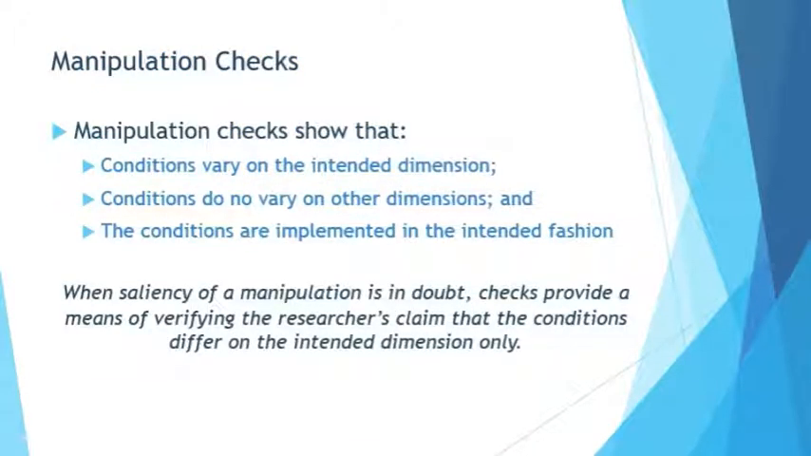Manipulation checks show that the conditions varied on the intended dimension, that conditions did not vary on any other dimension than the one intended, and/or treatments were implemented in the intended fashion. Care should be taken because a manipulation check can also introduce reactivity if it is not conducted properly.